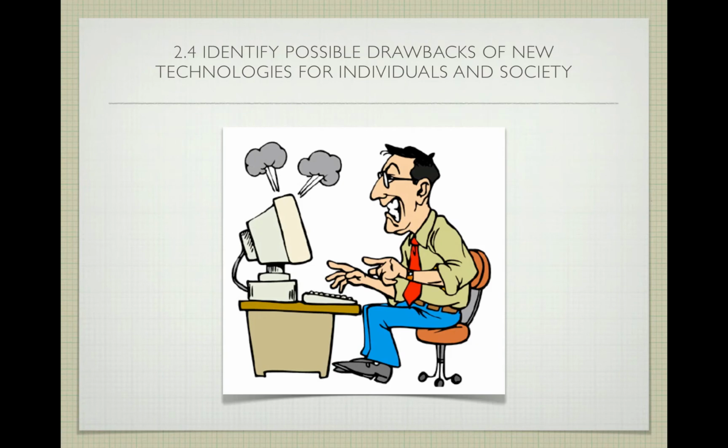But of course, 2.4 is identify possible drawbacks of new technologies on individuals and society. So I'm sure we can think of things. So some potential ideas that you could write around here: technology makes life more complicated. That's certainly a true fact.